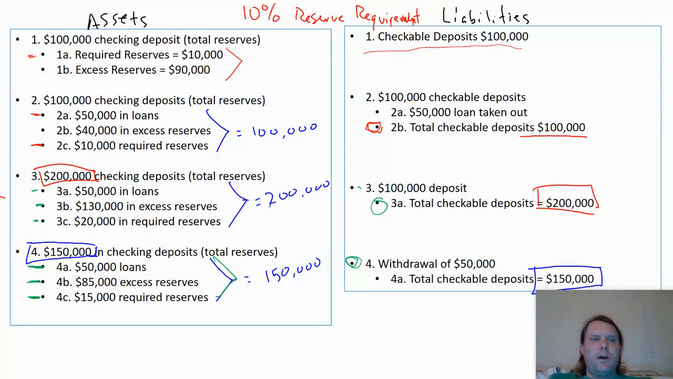So each one becomes its own little algebra problem based on different variables, whether it be the amount of loans that have been taken out, or the amount of deposits or withdrawals there are. And then by process of elimination, we figure out the required reserves, how much loans are out, and how much excess reserves are left.